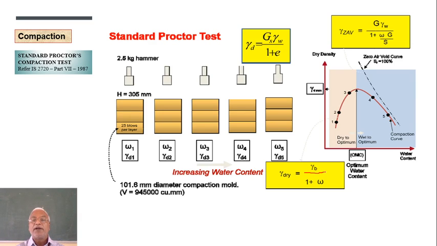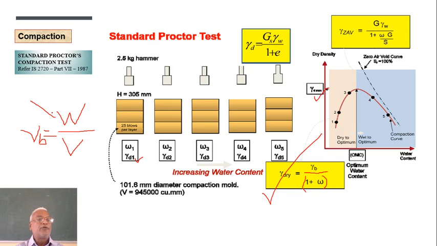Now here gamma D is equal to gamma B divided by 1 plus W. This equation is used for calculating gamma D, because anyway we need gamma D. Here also we need gamma D. So gamma D is calculated as gamma B divided by 1 plus W, because you know the water content. Now how to find out gamma B? It is simple. Gamma B is nothing but total weight of the soil divided by total volume.